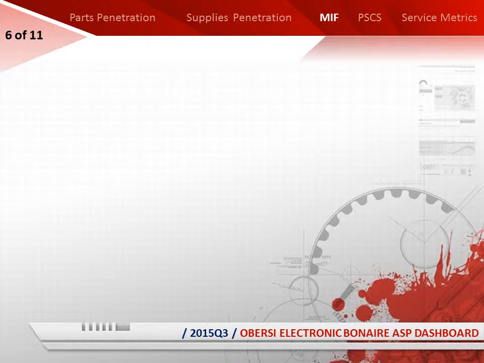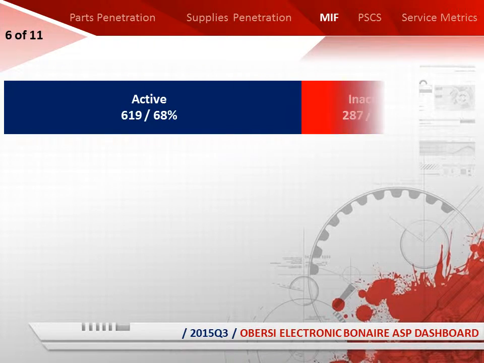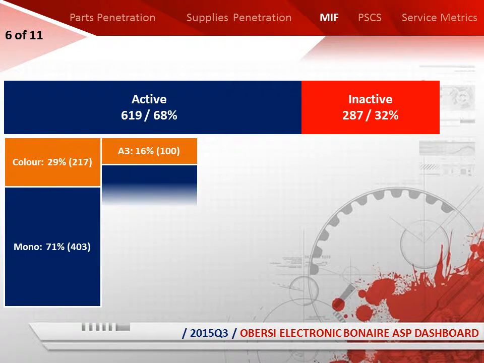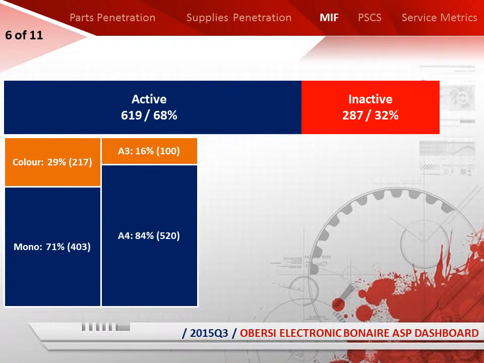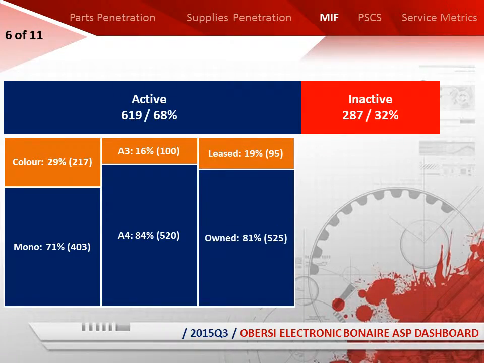After the first revision of the MIF, we have a more accurate view of it. In this graphic, you can see our proportions for color versus mono, A3 versus A4, and owned versus leased.